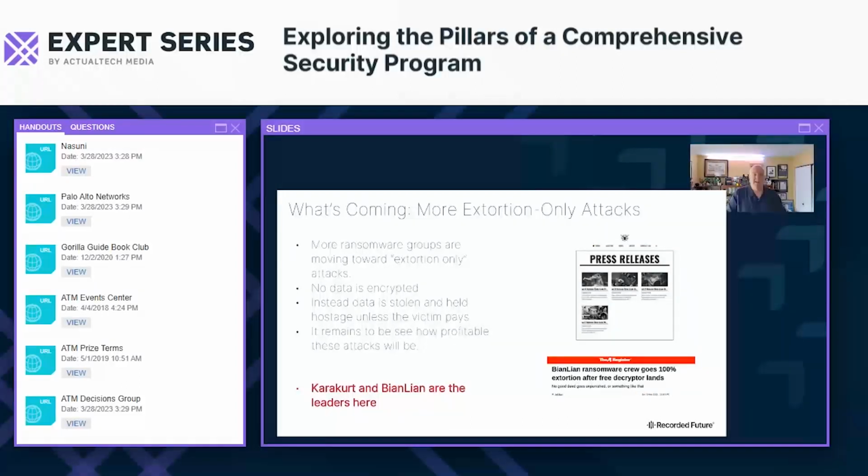We are also seeing extortion only attacks. If you all remember last year, Lapsus was really famous for that. They broke into Uber, they broke into Okta and a few other places, and they would take data and threaten to release it unless you paid them money, but they wouldn't encrypt anything. We're now seeing Karakurt and BNLAN as the two leaders in that. Basically, it looks like a ransomware attack up until the data encryption part. There is no data encryption. Your data is copied and held for ransom.